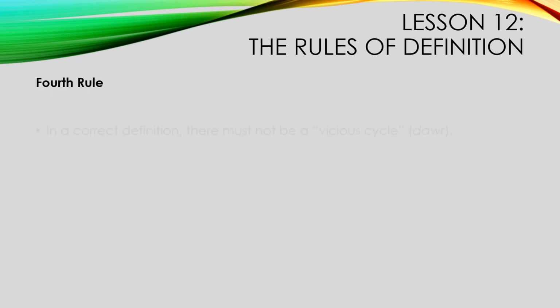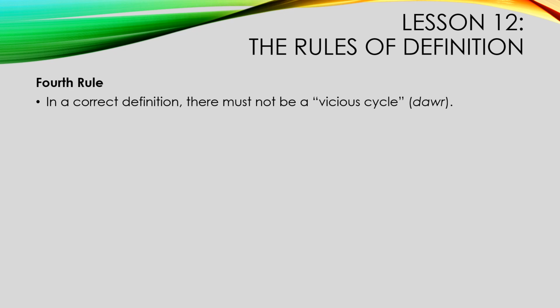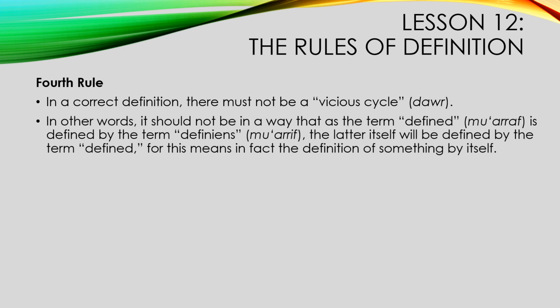Fourth rule. In a correct definition, there must not be a vicious cycle or dawr. In other words, it should not be in a way that the term defined, mu'arraf, is defined by the term definiens or mu'arrif, and the latter itself will be defined by the term defined, for this means in fact the definition of something by itself.